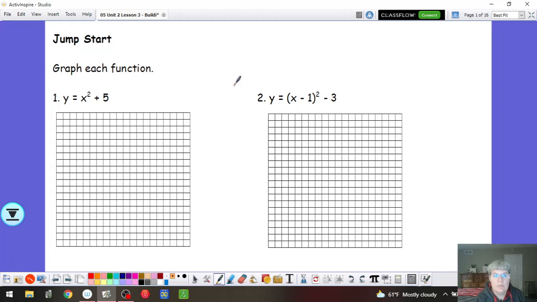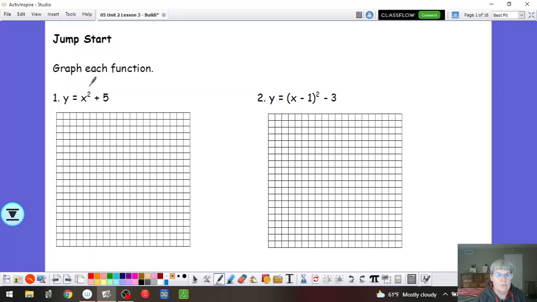The reason we are going to be building perfect squares is because the process called completing the square is what we use to convert a quadratic function in standard form to vertex form to make it easier to graph. But before we get into the process of building the perfect square or completing the square, let's review the graphing that we did in the previous two lessons.